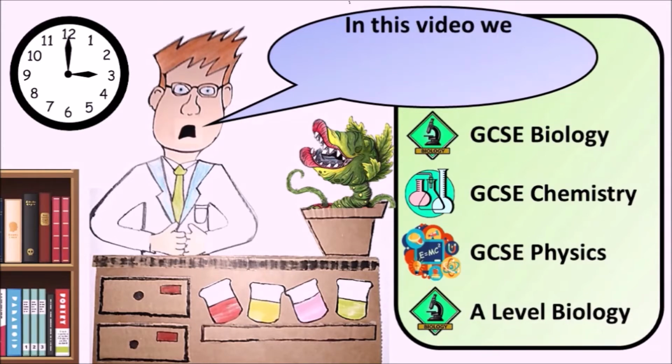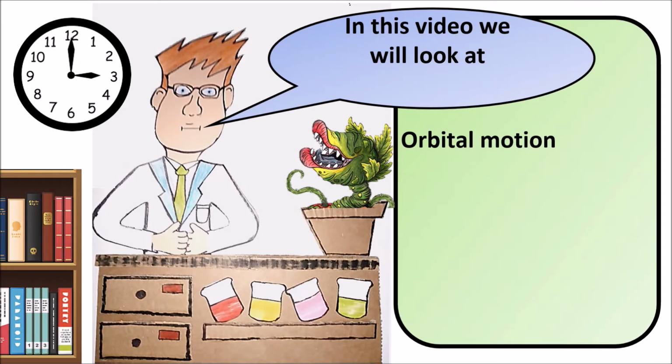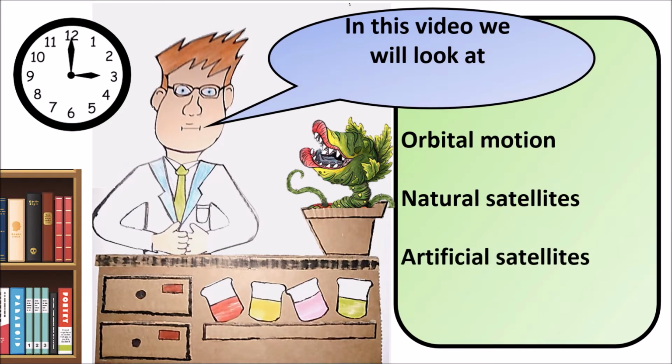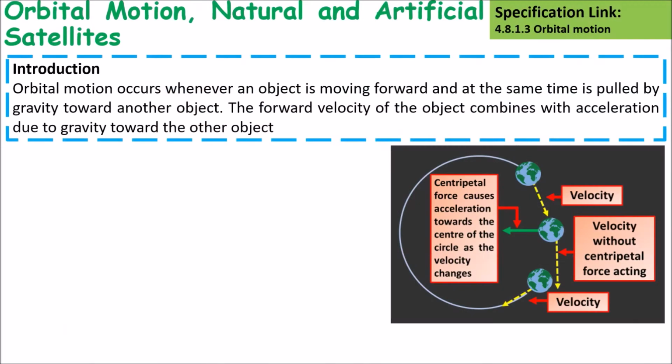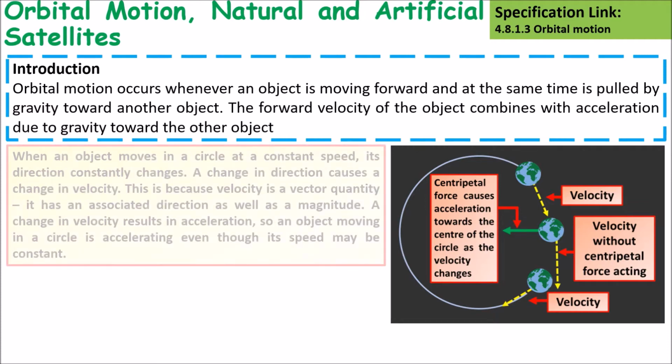In this video, we will look at orbital motion, natural satellites and artificial satellites. Orbital motion occurs whenever an object is moving forward at the same time as being pulled by gravity towards another object. The forward velocity of an object combines with the acceleration due to gravity towards the other object.